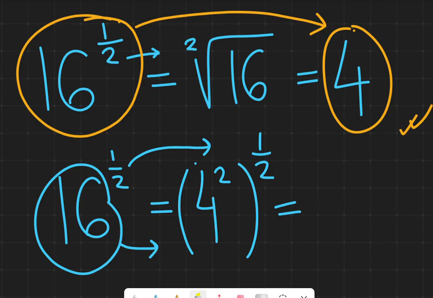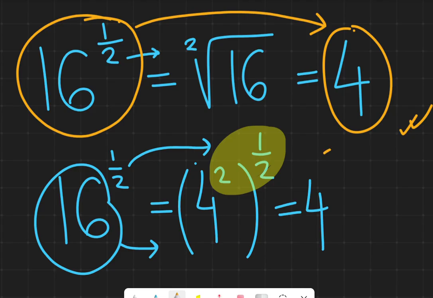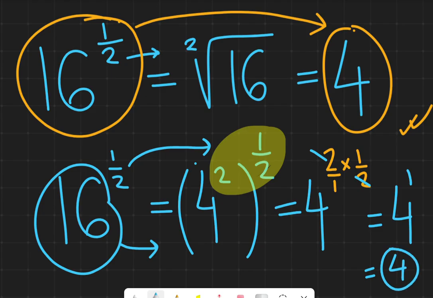Guys, what did we revise in the beginning of the lesson? We said that if we have double exponents, we multiply the exponents. So it will be 4 to the power of 2 multiplied by 1 over 2. We remember the rule. We write it over 1. So this will be equal to 4 to the power of, don't we agree that 2 and 2 can be cancelled? So it's 4 to the power of 1, which is basically equal to 4. So 4 to the power of 1 is equal to 4.